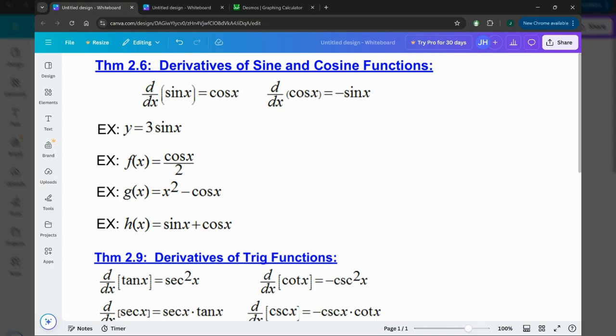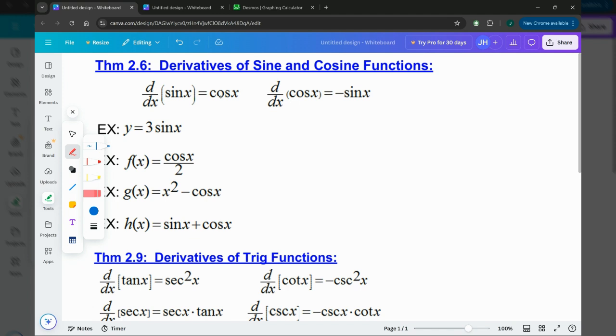We're going to talk about derivatives of our favorite topic, trigonometry. The derivative of sine is cosine. The derivative of cosine is negative sine. So when we talk about these two formulas, they're very basic formulas that you need to remember, and they can help us with everything else we do.